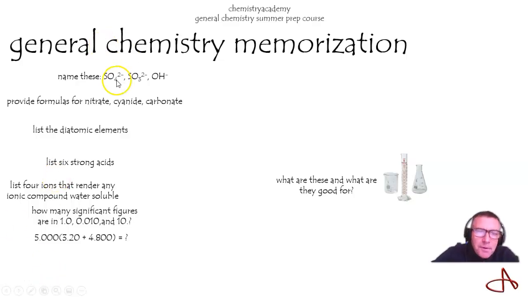Name these: SO4 2 minus, SO3 2 minus, and OH minus. Pause the video and make sure you get all of these down. Well, they're all anions. This happens to be a dianion. These happen to be monoanions. And those memorized names are sulfate, sulfite, and hydroxide.